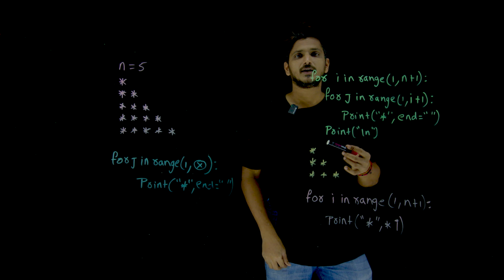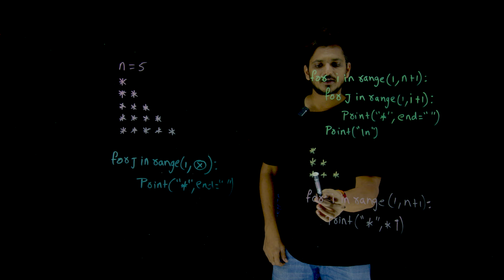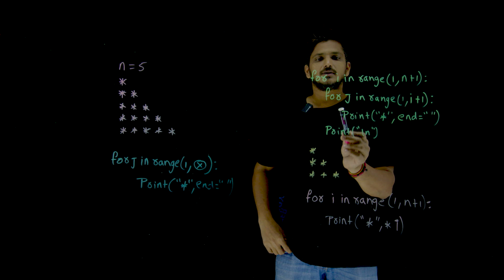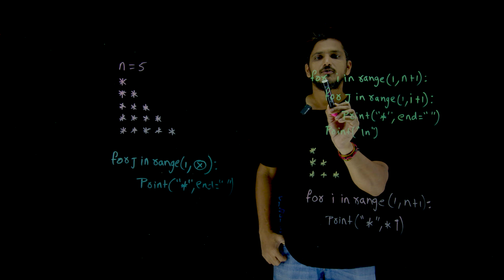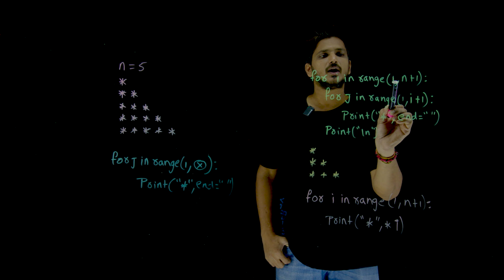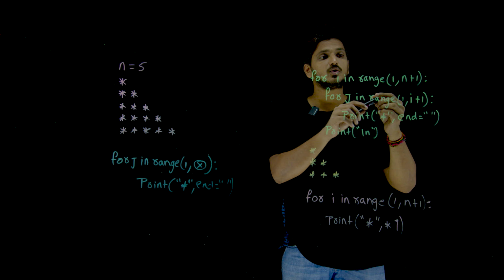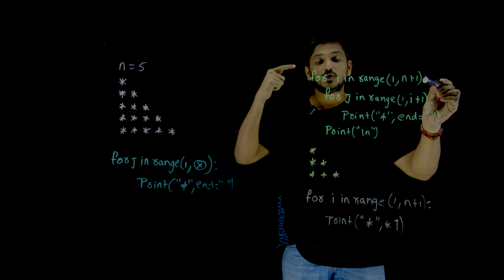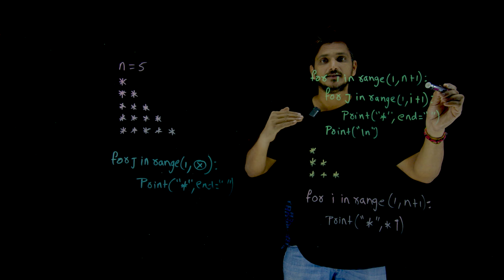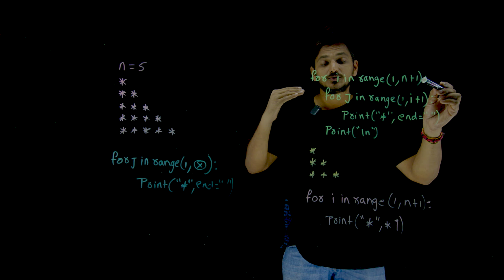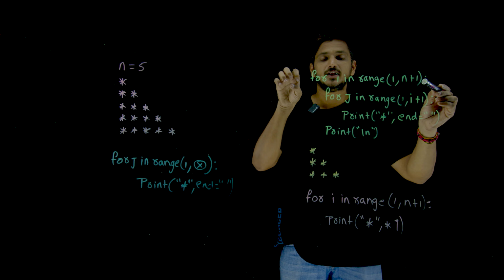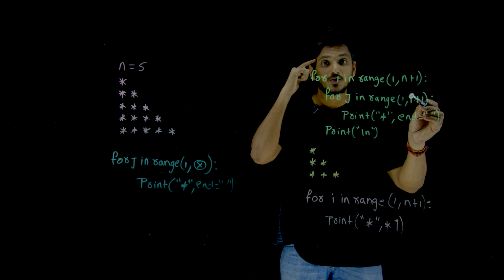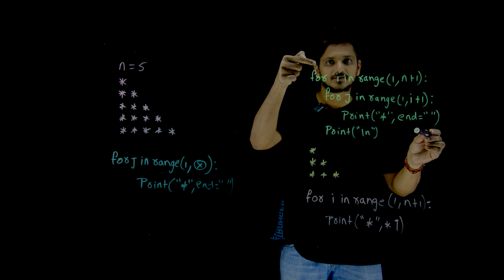Coming to the coding part, let's try to understand. This is the pattern you need to display. For i in range of 1 comma n plus 1, this outer loop is going to mention how many lines. This outer loop is going to execute n times. If n is equal to 5, 5 lines. If n is equal to 6, 6 lines. The outer loop is mentioning the line numbers.